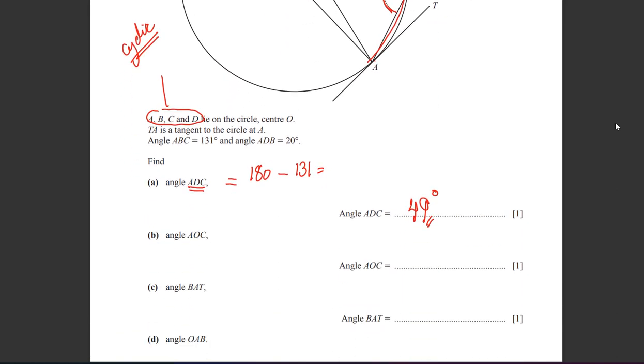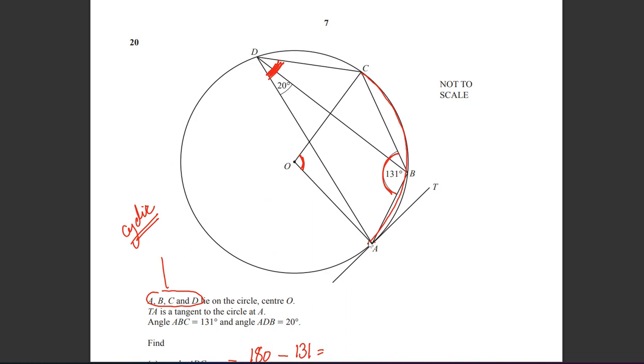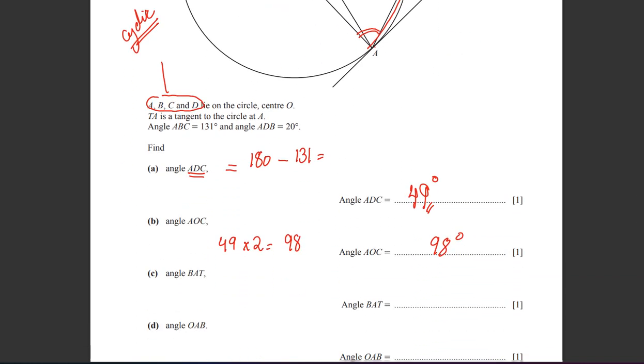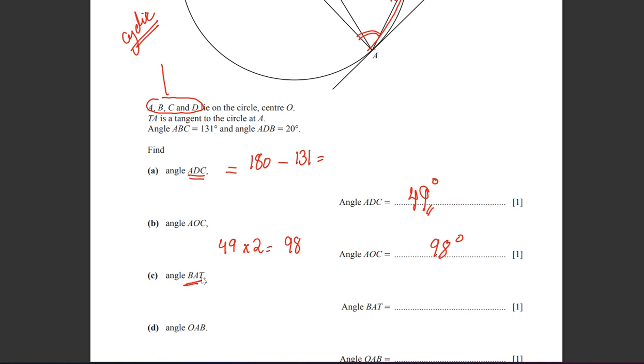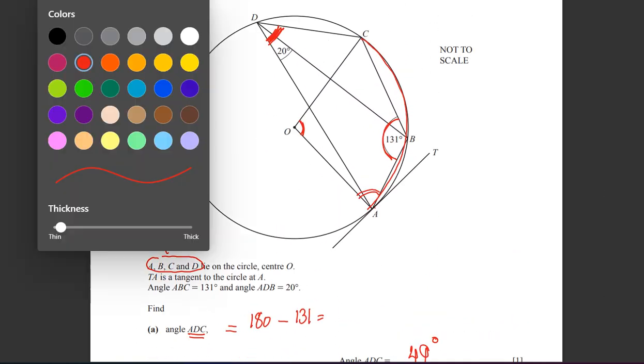Angle OAB. Where is angle OAB? This angle. How can I get this angle? Look here. We have first angle BAT. This one, we can make it in another color. Yeah, this one. As we see here, I will draw something here.